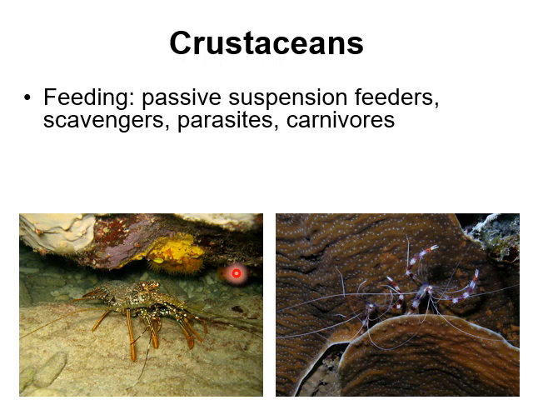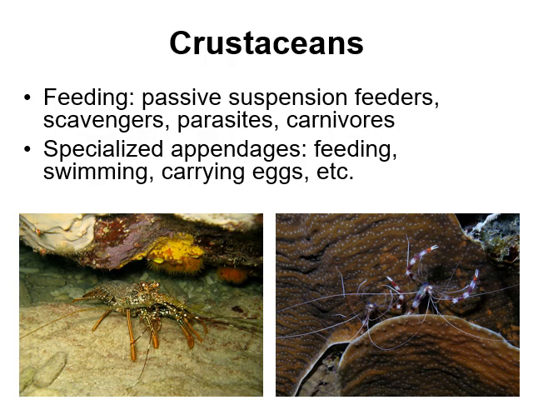There are some crustaceans that are parasites. There are some that are carnivores that will actually hunt and kill live things. So there's a lot of different ways that crustaceans survive. And a lot of why they're such a prominent group in the ocean is because they have a lot of specialized appendages that allow them to feed, allow them to swim, allow them to carry eggs around.